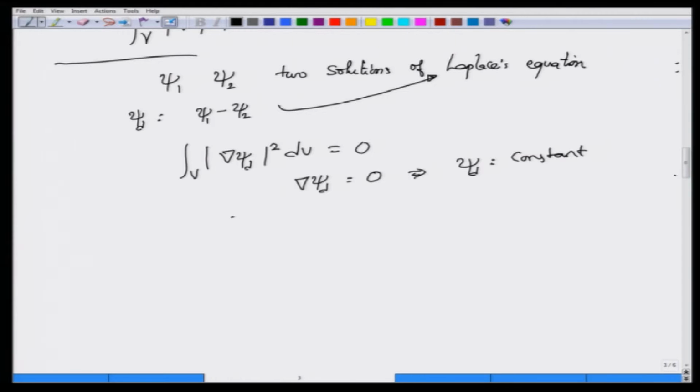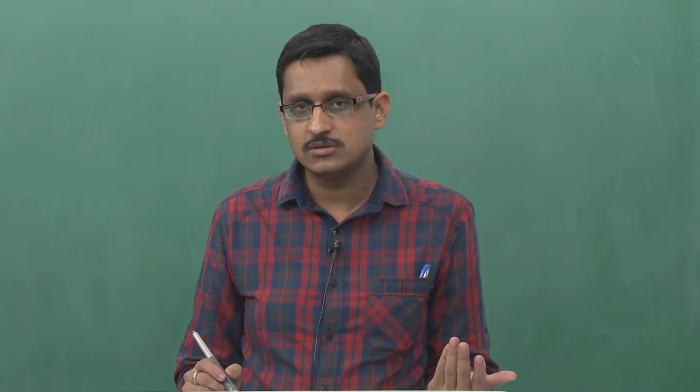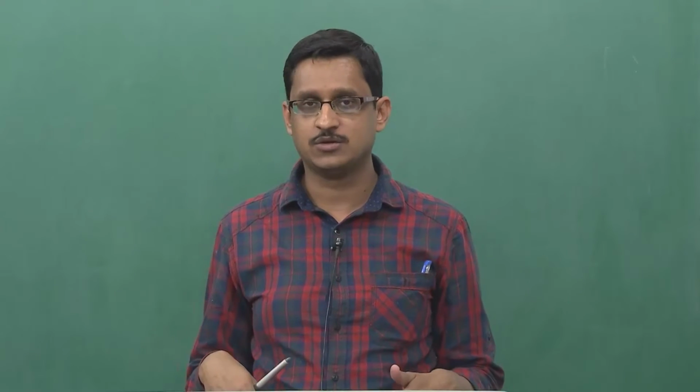Now psi d is psi 1 minus psi 2, so it tells you that you and your friend could be having two solutions and the difference between the two solutions would be some constant. Now here itself you can argue that constants do not really matter to me. Why? Because it is only the potential difference that matters to me, right.